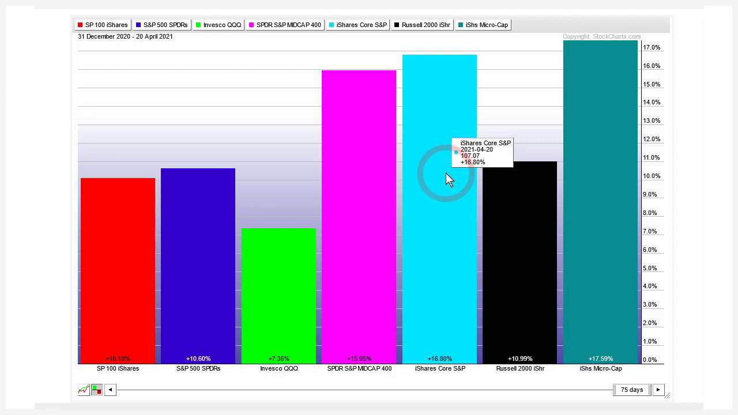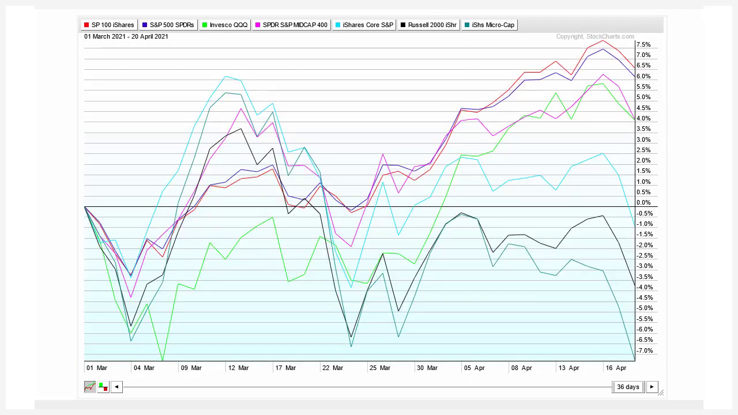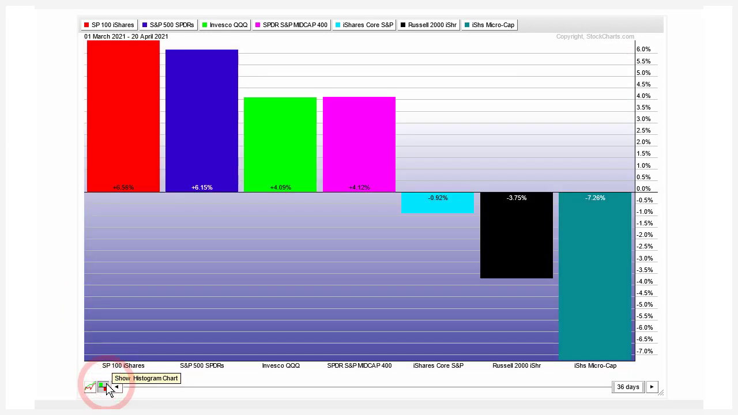But here's where things get a bit different. If we look at performance since March, so I'm going to go to this histogram chart, there is a huge difference since March. That is a month and a half, and we can see large caps are up, mid caps are up, but then small caps are down. The Russell is down more than IJR, and we see micro caps are down the most.